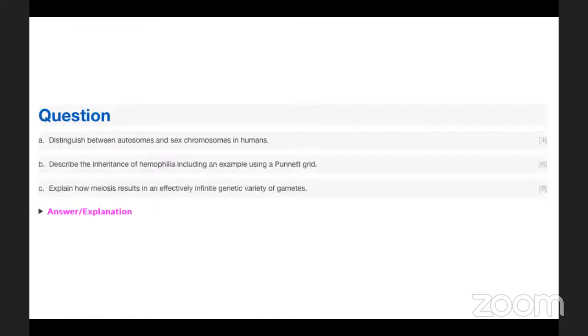Okay. Anyway, next question. Again, ni describe the inheritance of hemophilia, including an example. Allah kena lukis lagi. Describe an example of the inheritance of hemophilia, including an example using a Punnett grid. Yang ni specifically dia minta using a Punnett grid. Macam tadi kita ada choice kan. Macam kali ni dia minta spesifik kena guna Punnett grid. So we have to comply with that.